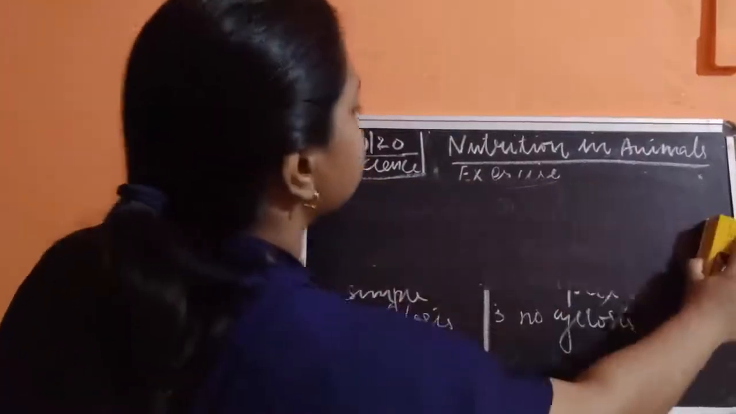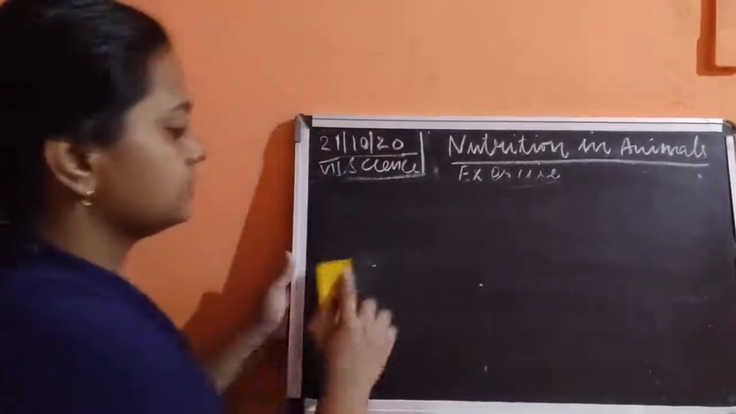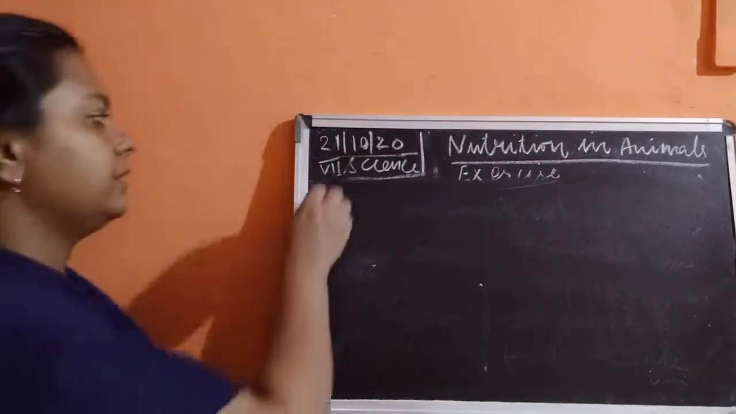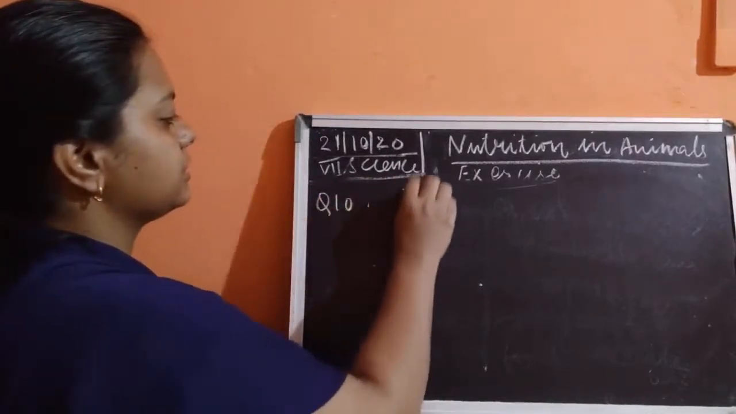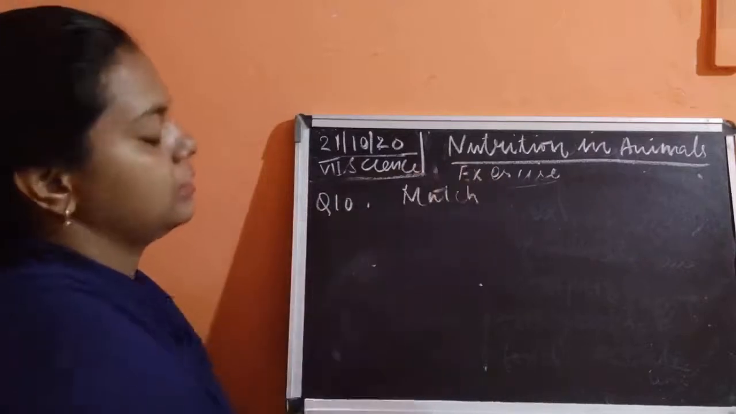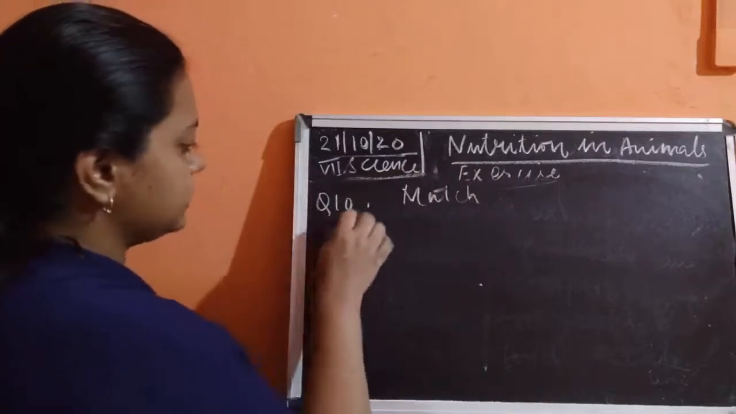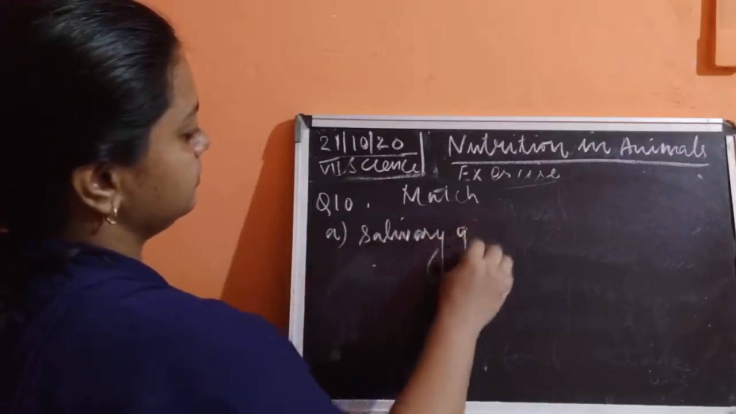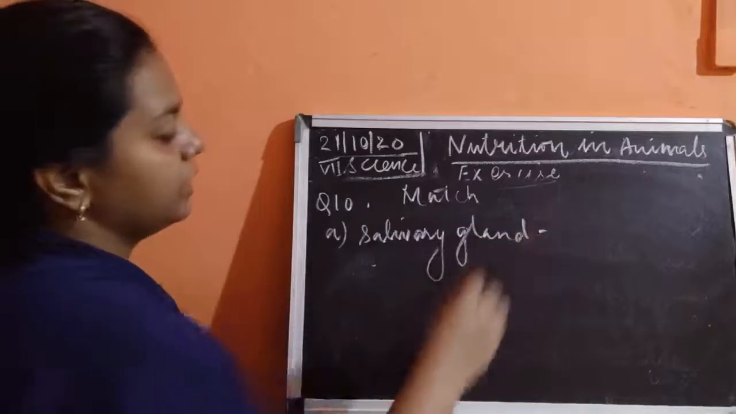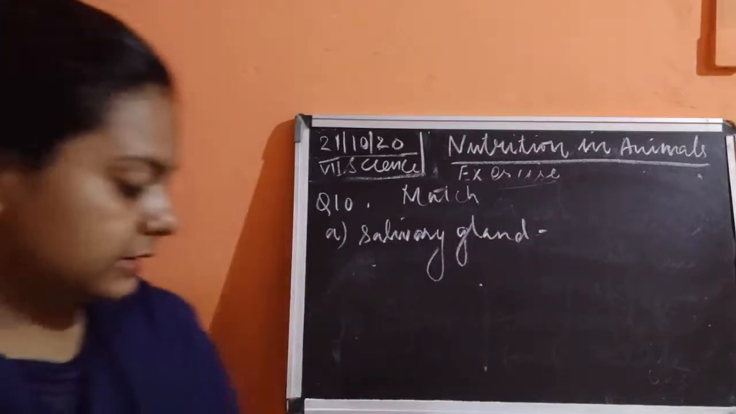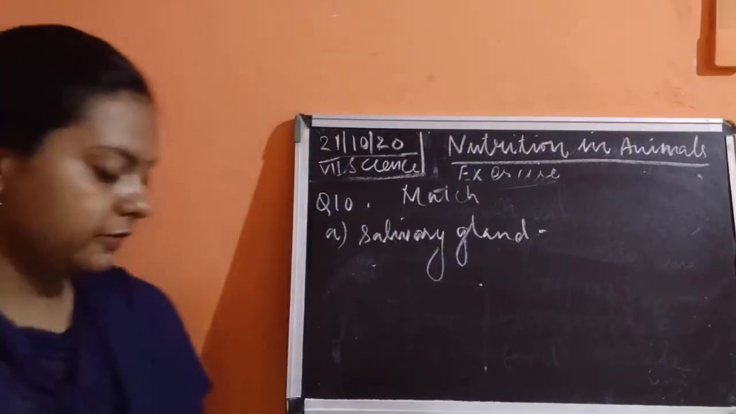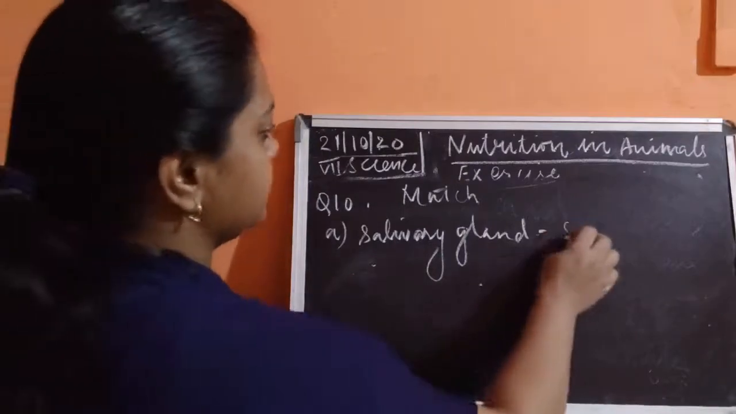Now I move on to the next question, that is, match column 1 with 2. So you can write down the next question, that is 10th, match it. Okay, we'll write down the first one, that is salivary gland. With which are you going to match it? With the salivary glands, you can match from bile juice, storage of undigested food, saliva secretion. So that would be the first answer, saliva secretion.